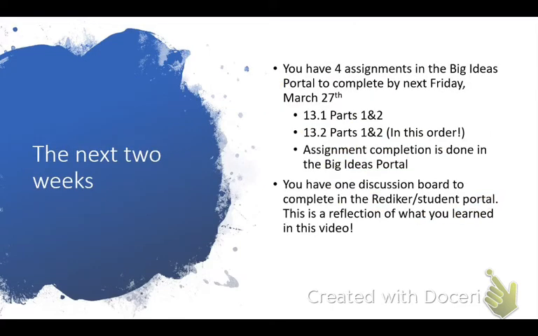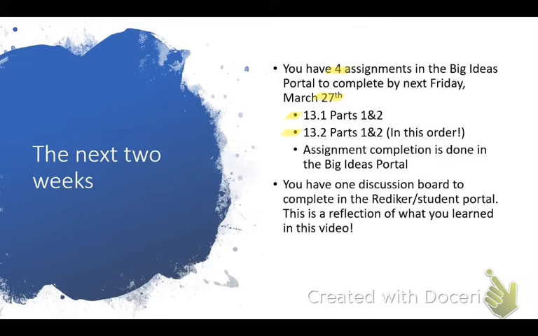But all right, so over the next 2 weeks, what do you need to do? You'll have 4 assignments to complete in the Big Ideas portal by next Friday, March 27th. That's going to be your 13.1, both parts 1 and 2, and 13.2. So essentially it's only 2 sections. It's only 2 lessons, but there's 2 assignments per lesson. Make sure you're, again, doing these in the Big Ideas portal. That's the only place that you're able to access them.